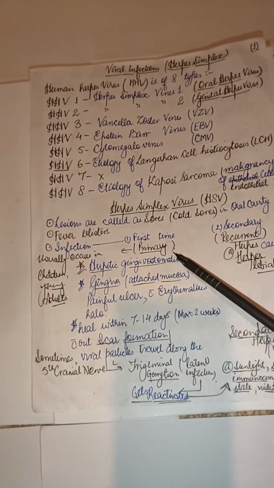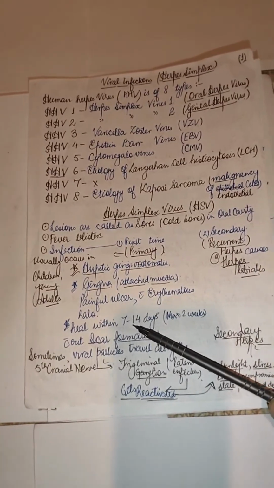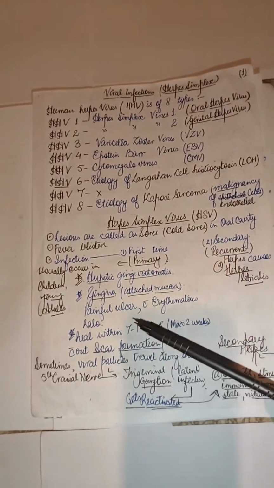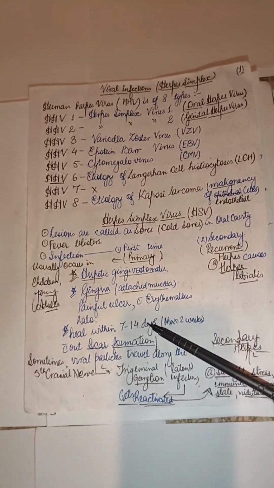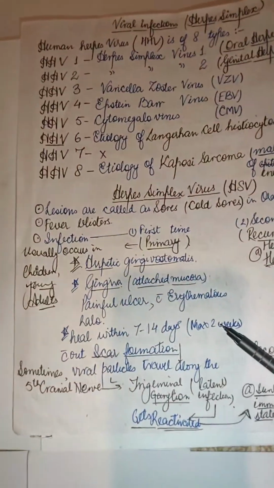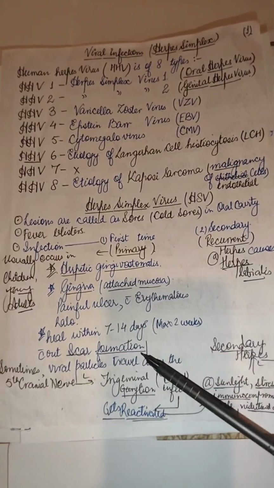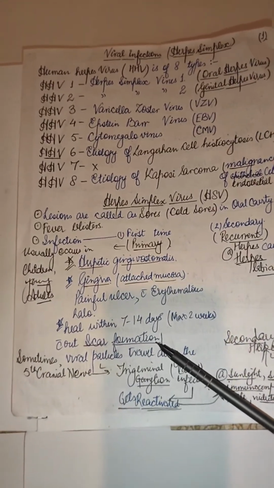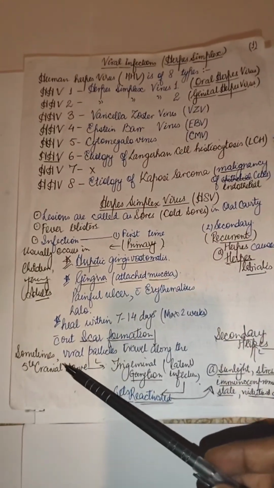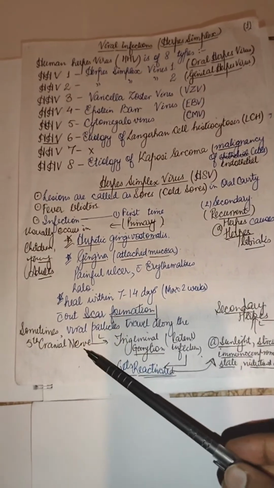Since this is the primary infection, the fever blisters or cold sores the patient has heal within a period of 7 to 14 days. That is, a maximum of 2 weeks is required for the healing of the primary herpes simplex virus infection, and this healing is without scar formation. Now moving on to the next important fact: sometimes the viral particles travel along the fifth cranial nerve.